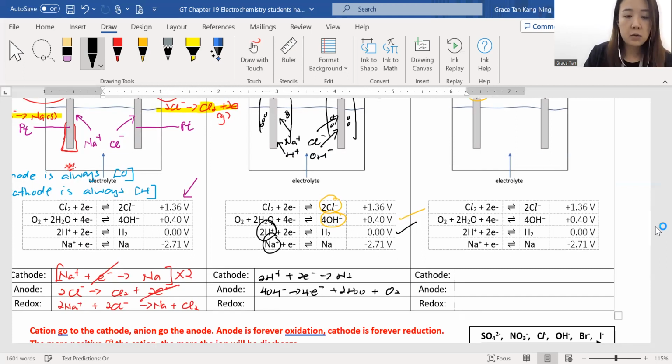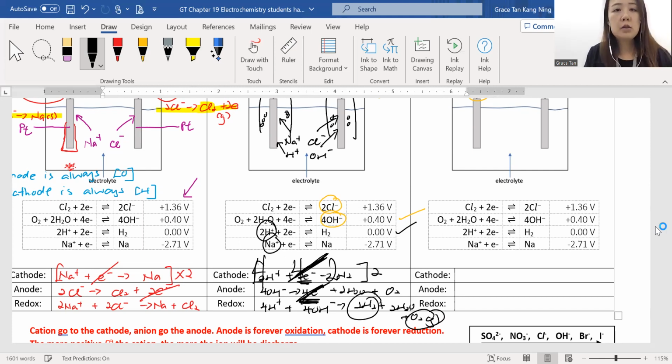Okay, so the first equation is to multiply everything by 2. Why? Because we see 4 electrons here, and up there only 2. So I need to balance the electrons for the 2 half equations. So this one will be 4, this will be 4, this would be 2. Therefore, receiving 4 and donating 4 can cancel. So hence the redox equation will be 4H plus, 4 hydroxide to give 2 hydrogen gas plus 2 H2O plus an oxygen gas. So we do see the production of the constituent elements from the electrolysis.